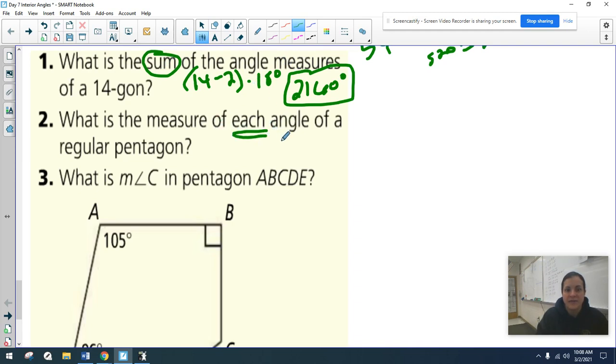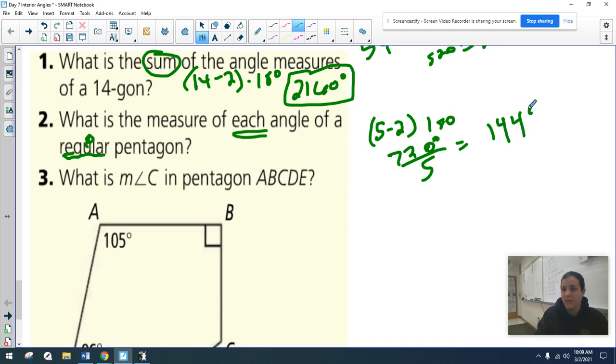So this one says each angle, which means you need to find one. And if it tells you it's regular, that means everything is equal. So pentagon's 5 sides. I got to start here. So 3 times 180 is going to give me 720. That's the sum of all of them. I need to find each angle. And since they tell me that they are all equal, that means I just divide it by 5. So that's going to give me 144 degrees for that one. Okay, so if they're all equal, you just got to figure out what each one equals by dividing by the number of sides.